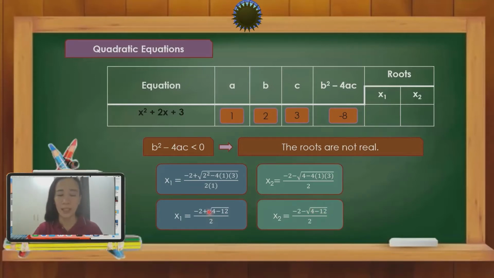We can see here that this one is square root of a negative number. 4 minus 12 is -8. So this will be square root of -8. Square root of a negative number is actually an imaginary number. Therefore, we have here roots that are not real. That's it, Guadans, for our lesson.